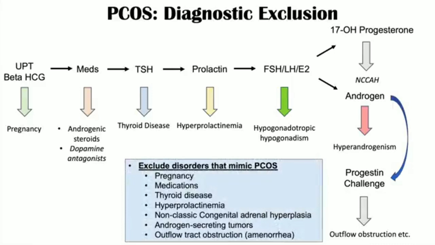Exclude the disorders that mimic PCOS like pregnancy, medications, thyroid disease, hyperprolactinemia, non-classic congenital adrenal hyperplasia, androgen secreting tumors, and outflow tract obstruction, that is amenorrhea. Do not mimic these conditions. And at the end of the video, I will tell you the main reason for PCOS and the main leading cause of PCOS that increases the symptoms like hirsutism, weight gain, and irregular periods.